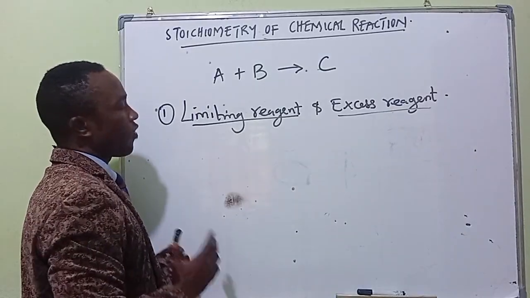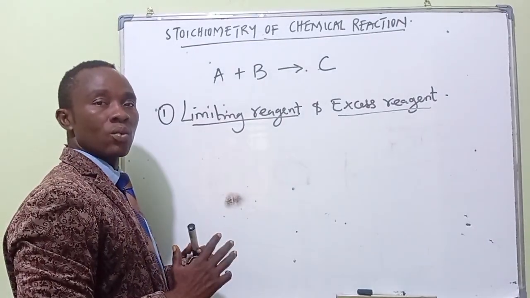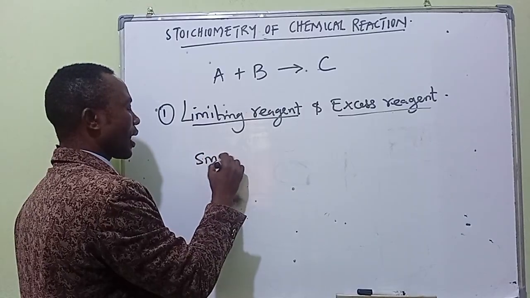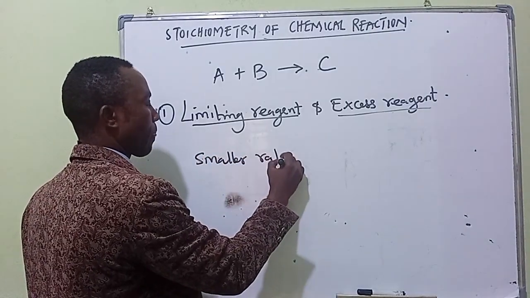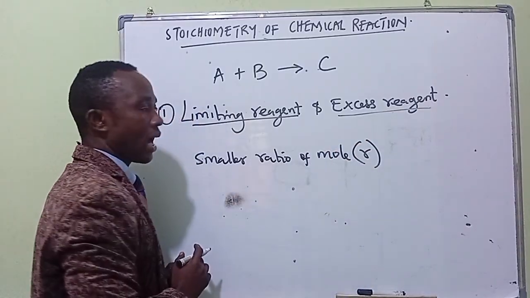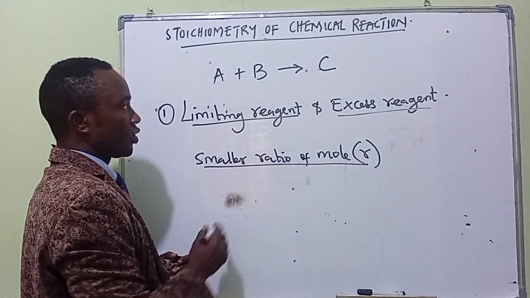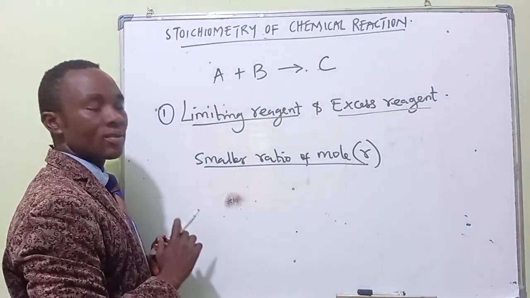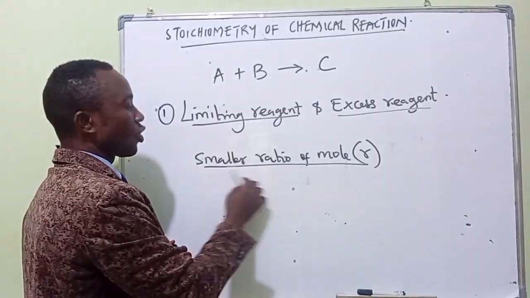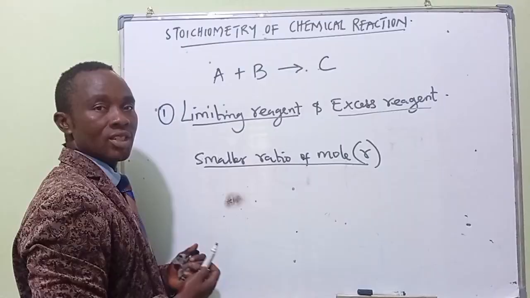By formula, I will always tell students that the limiting reagent is the reagent with the smaller ratio of mole. I call the ratio of mole R. Any reagent with smaller ratio of mole is the limiting reagent. So if we are asked which of A and B is the limiting reagent, we find the ratio of mole for A, and also the ratio of mole for B. Anyone that has the smaller value is the limiting reagent.